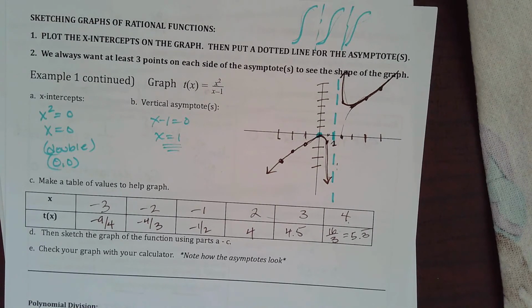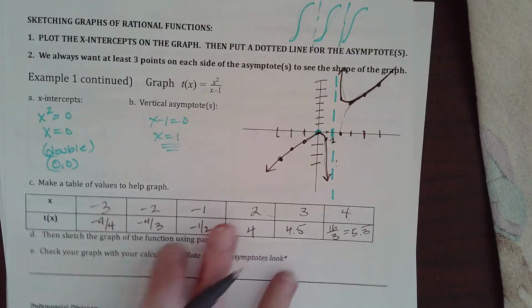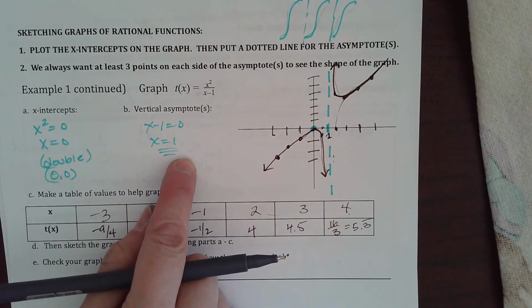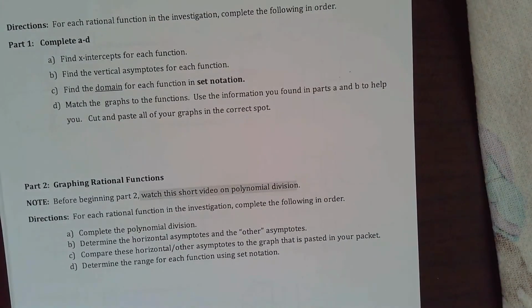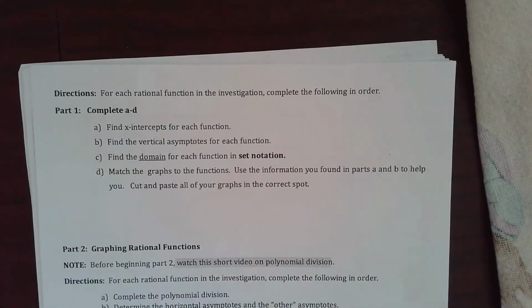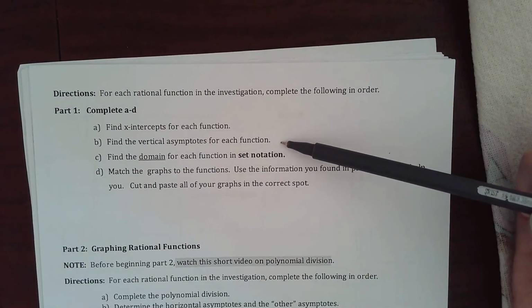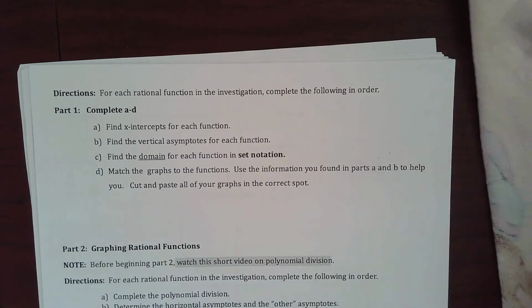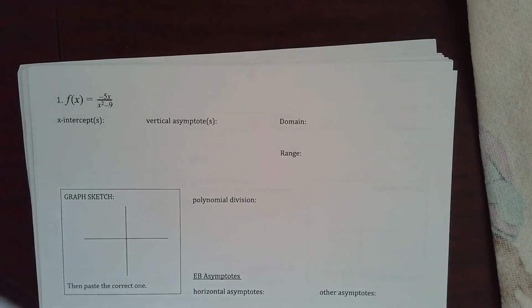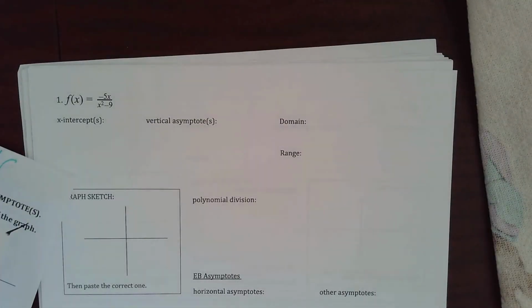So what we're going to be doing in class is graphing a whole bunch of functions, but we're going to start by looking at our x-intercepts and our vertical asymptotes, and then I'm going to give you the graphs. So we're going to do this part in class. I'm going to ask you to find x-intercepts for each function, and your vertical asymptotes for each function. Let me go over how to find the domain in set notation, and then I want you to match the graphs. So for example, these are all your graphs on this page here. So I got them for you.